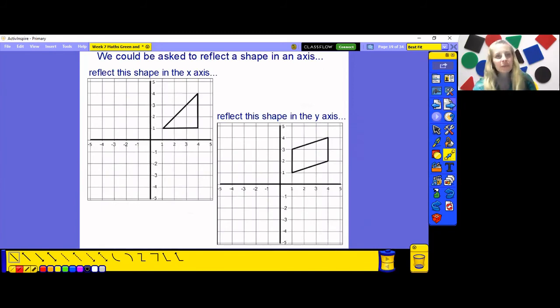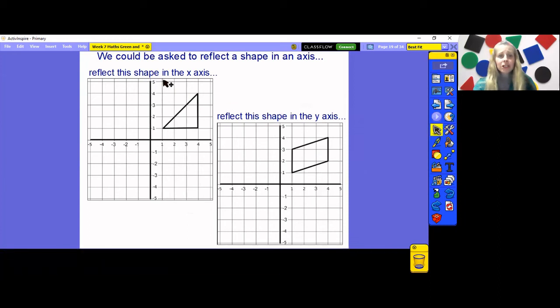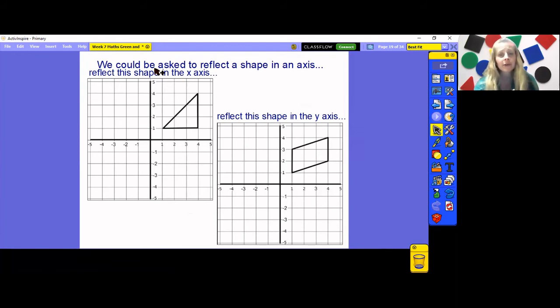Okay, so welcome back. Now we could be asked this question and it refers to the x-axis and the y-axis, and it asks us to reflect the shape. And as you can see, these 2 shapes are in a grid but on 4 quadrants, so it does make it a little bit more confusing perhaps when you're faced with a question like this.